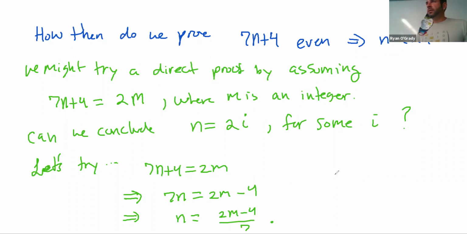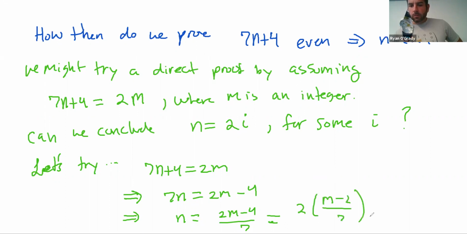Here's the issue with this. You might even get cute, and you might say, well, O'Grady, we're done. Because you might say, okay, this is equal to, I'll factor out a 2, 2 times (m minus 2) over 7. The only issue with this particular line of reasoning is the following. How do we know this is an integer?